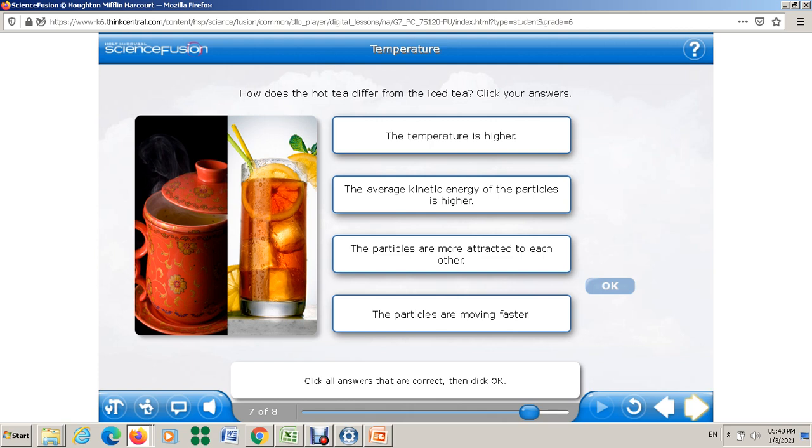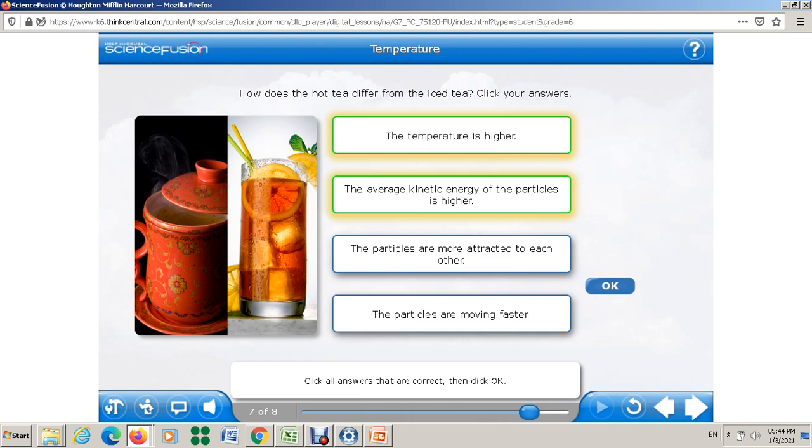The temperature is higher in the hot tea, do you think? Let's see, maybe. The average kinetic energy of particles is higher in the hot tea. What do you think? The particles are more attracted to each other in hot tea. The particles are moving faster. Let's see. Look at the first one. Is the temperature going to be higher in the hot tea? Maybe. The average kinetic energy of the particles is higher, and if you want to measure the temperature for this one or this one, the iced tea or hot tea, is the hot tea higher in temperature? Maybe. The particles are more attracted to each other. Do you think so for the hot tea?